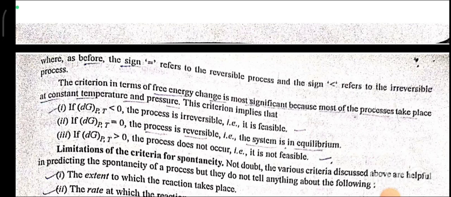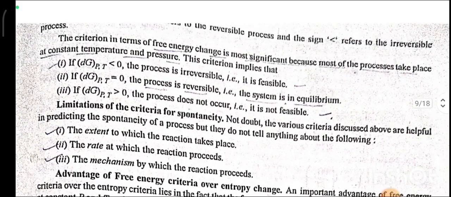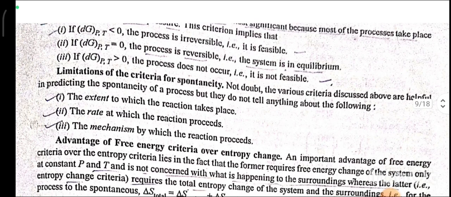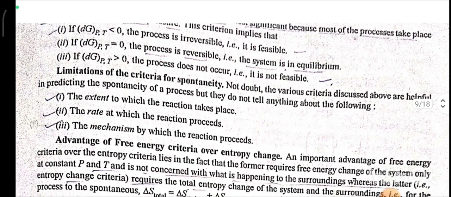The criteria in terms of free energy change is the most significant because most of the processes take place at constant temperature and pressure. This criteria implies that if delta G at constant P and T is smaller than 0, the process is irreversible, that is, it is feasible. If dG at constant P and T is equal to 0, the process is reversible, the system is in equilibrium. If dG at constant P and T is greater than 0, then the process does not occur and it is not feasible.